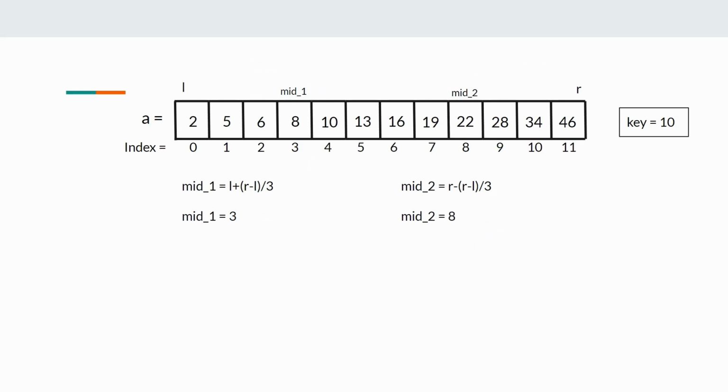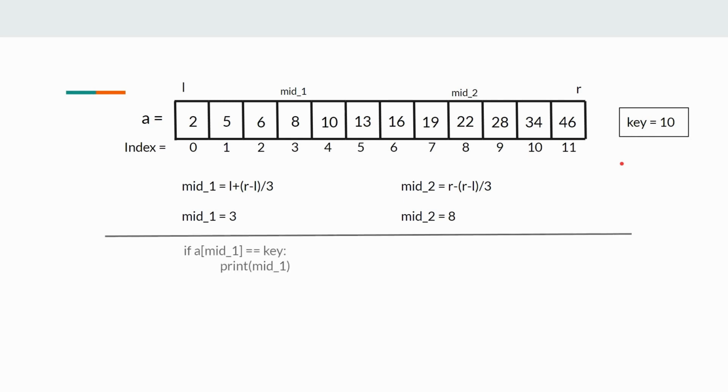So we have mid 1 and mid 2. Now, when we are given a key, the first thing we do is check if array[mid 1] is equal to key. That means in the mid 1 index of the array, is the element situated there equal to the key? If it is, we will print mid 1, which is the index number. In the above array, the element at mid 1 is 8, but our key is 10. So this condition is not satisfied.